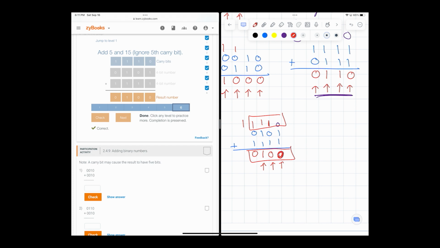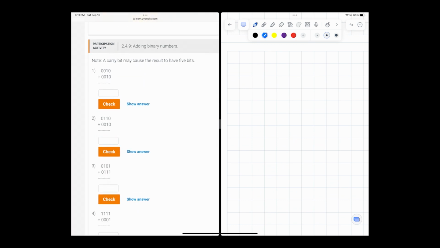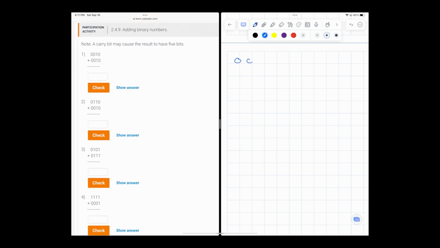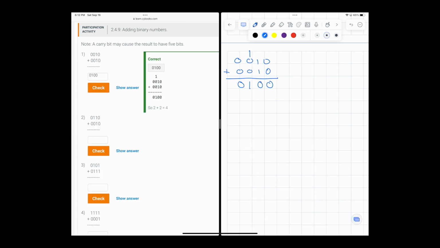For the rest of these, we're just adding lots of numbers for practice. We can do a couple. So like 0, 0, 1, 0, 0, 0, 1, 0, we're adding. So we just go 0 plus 0 is 0, 1 plus 1 is 2, but you write 0, 1. 1 plus 0 plus 0 is 1, 0 plus 0 is 0. So you got 0, 1, 0, 0, check it. And that's all that's going on here.